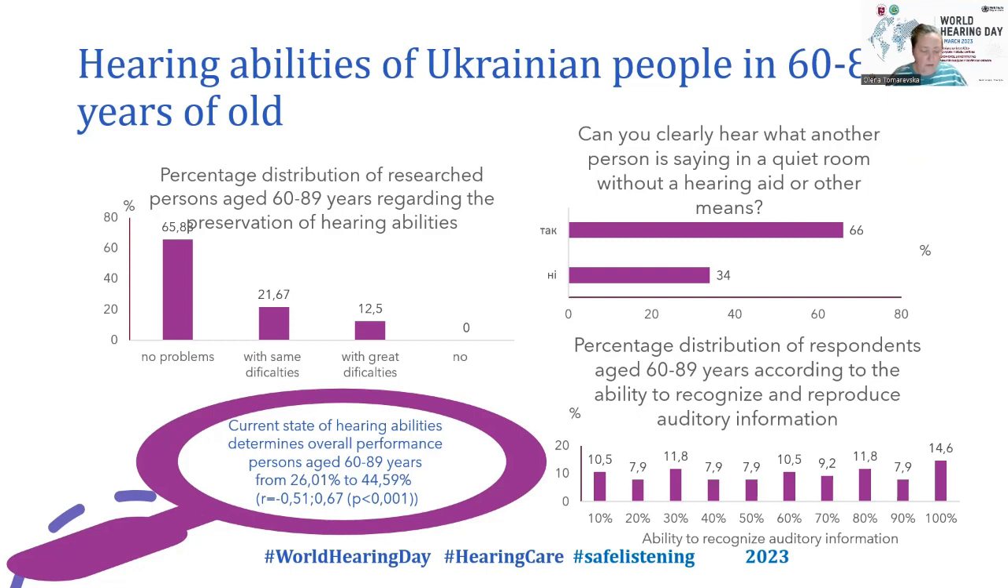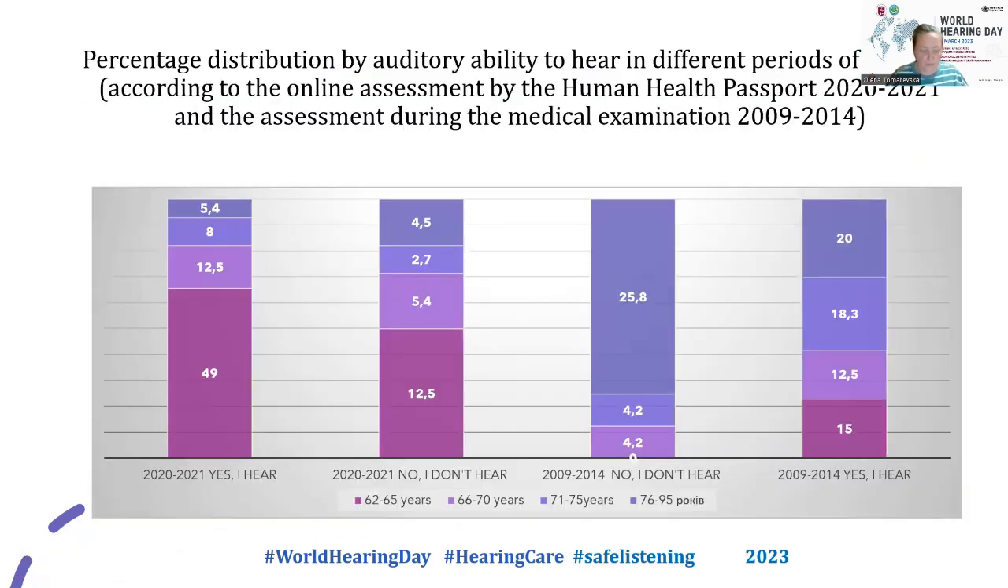Thus, the state of available hearing ability determines from 26 to 45% of the overall working capacity of a person from 60 to 89 years of age. In the online study of hearing ability in the age cohort, people who do not hear have already appeared in all periods of retirement age, in contrast to other routine studies of age-related physiology of working capacity.